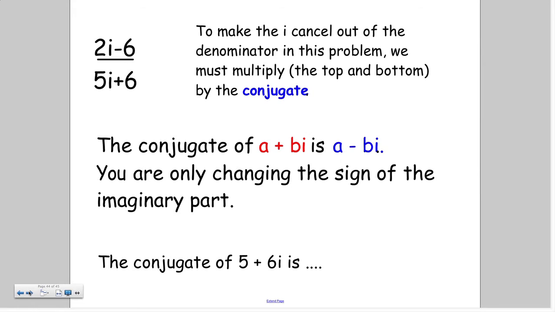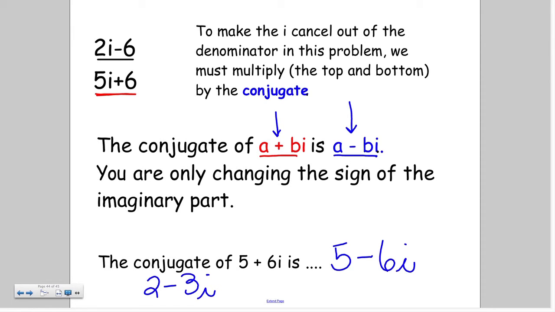Alright, if you look at the bottom of page 20, these are going to get a little bit bigger. Now we've got a whole bunch of stuff. We've got a complex number down there, not just an imaginary part. To make the i cancel out of this problem, we have to multiply the top and the bottom by the conjugate. The conjugate is just the opposite. So if I have a plus bi, its conjugate is a minus bi. All I've done is change those around. So, for example, the conjugate of 5 plus 6i, change my sign, would be 5 minus 6i, and vice versa. If you were given 2 minus 3i, the conjugate would be 2 plus 3i.